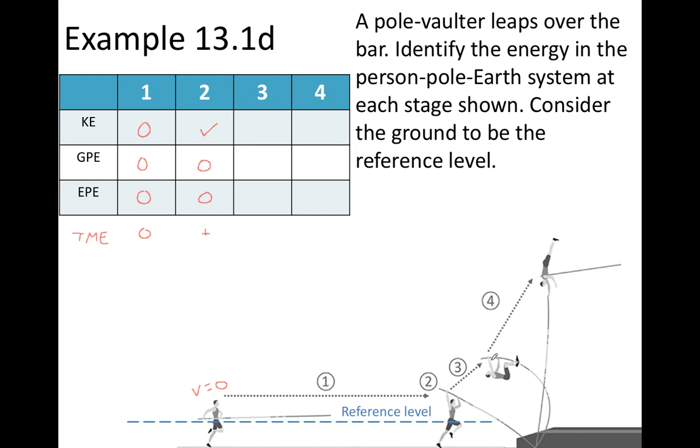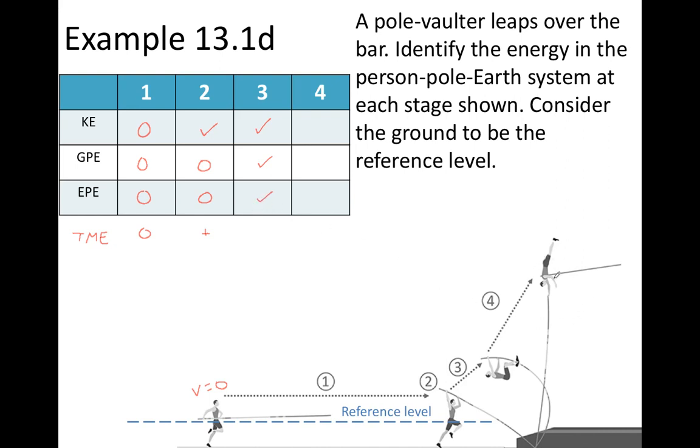Next, we have the pole vaulter. The pole vaulter is now moving. The pole vaulter is at a raised position, so there's gravitational potential energy. And here we have the pole is bent, so that is storing up elastic potential energy.